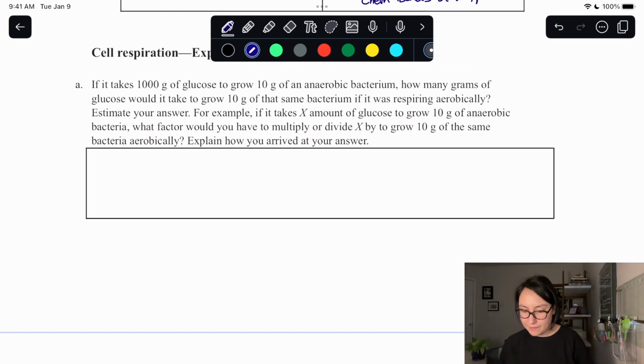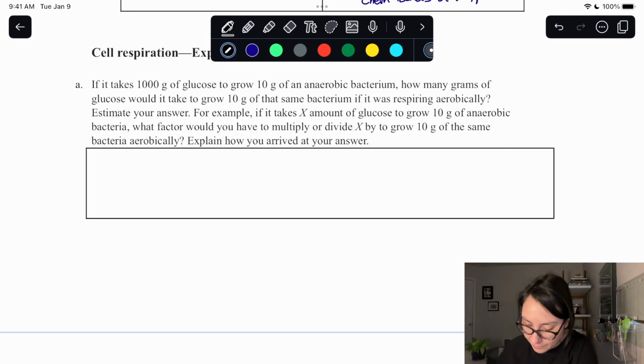Woo! This is a big one. Okay. Let's just break it down pretty quickly. If you got 1,000 grams of glucose to grow 10 grams of an anaerobic bacterium, how many grams of glucose would it take to grow 10 grams of that same bacterium if it was respirating aerobically? Well, I'm not going to read the rest of that. Let's just get right to the point of it.